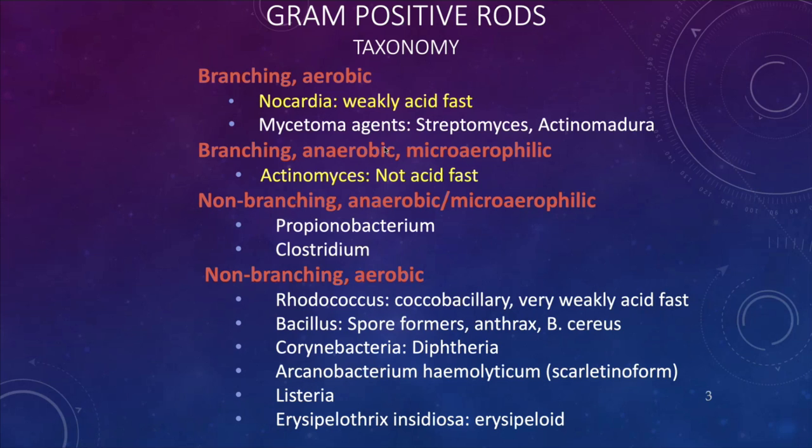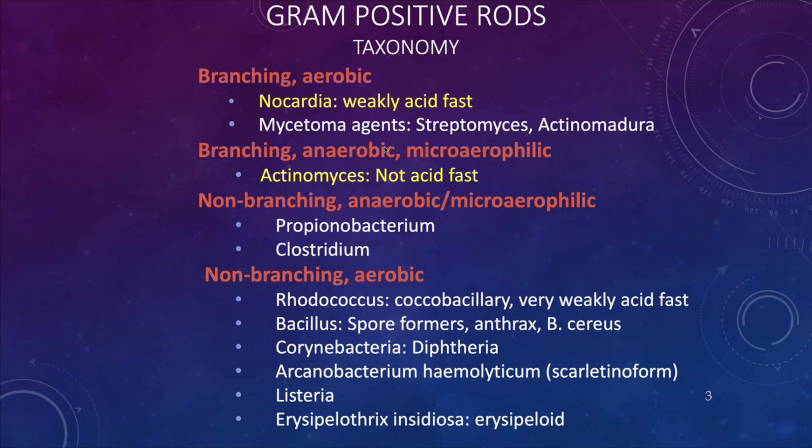So Nocardia and Actinomyces, of course, are branching gram-positive organisms. And the difference between Nocardia and Actinomyces in that respect is that Nocardia are aerobic, whereas Actinomyces are anaerobic. So, an important distinction amongst all these organisms.